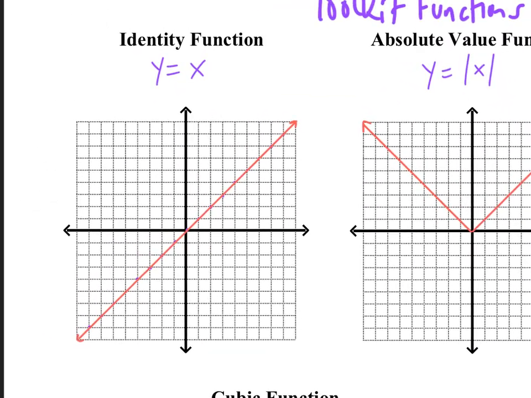So the first one being the identity function, y equals x, it's just a linear function. So the identity function is linear.